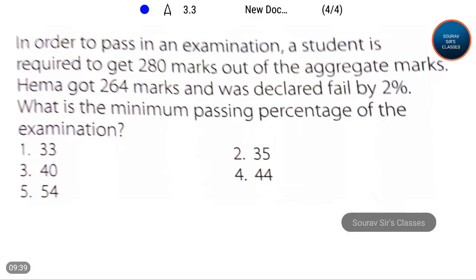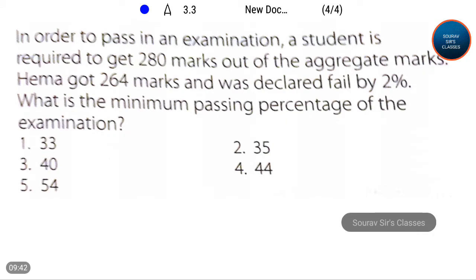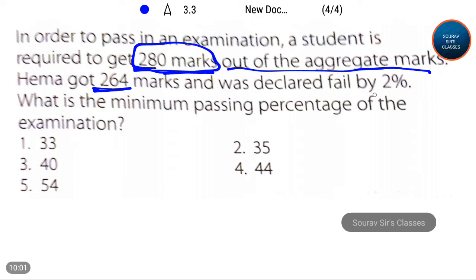Now here is our next question. Okay, the question is, in order to pass an examination, a student is required to get 280 marks. So the pass mark is 280 out of the aggregate marks. Now Hema got 264 marks and was declared fail by 2%. So Hema got 264 marks out of this pass mark 280, and she was declared fail by 2%. Now we have to find out what is the minimum passing percentage of the examination.